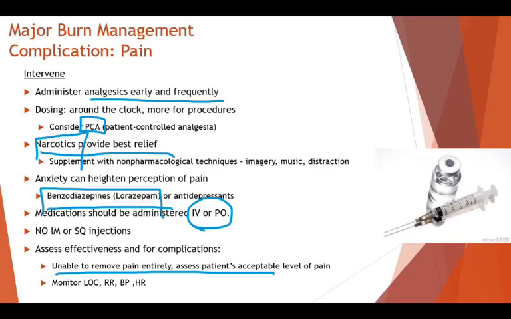Again, most patients want to be put out if they have a major burn. That's not usually done after the first few days of burn therapy, because we need you to be involved in physical therapy around your burn. So we are unable to remove pain entirely, but make sure you are monitoring their acceptable level of pain during their burn. Pain is important to manage, and don't be afraid to give them what they need, which is narcotics for pain control relief.